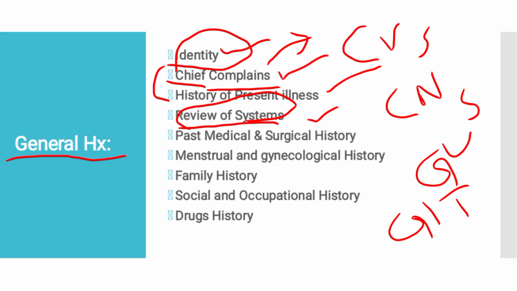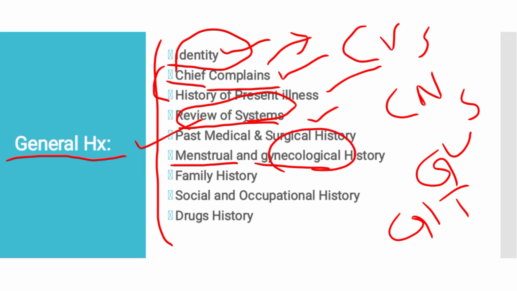Past medical and surgical history. If the patient got treatment in the past or has any surgical history, we will ask about it. We will discuss all of this in detail. I will tell you the introduction first. In the case of a female patient, we ask for menstrual and gynecological history. If she is pregnant, if she is married, we ask for this.